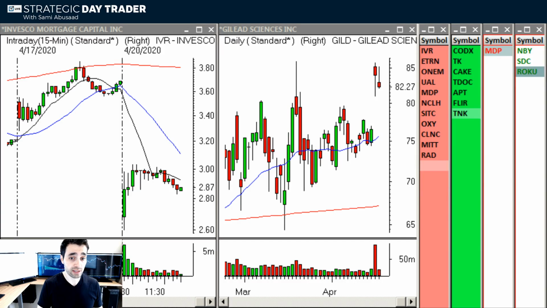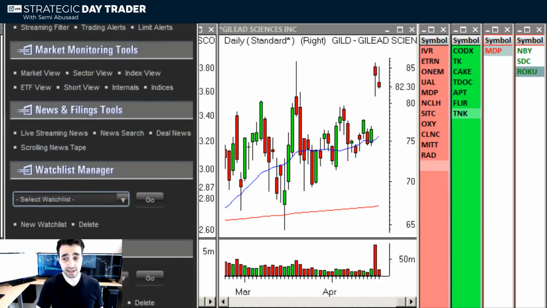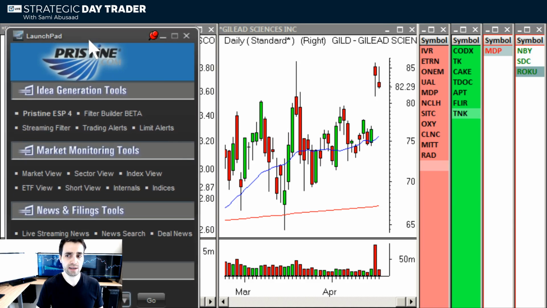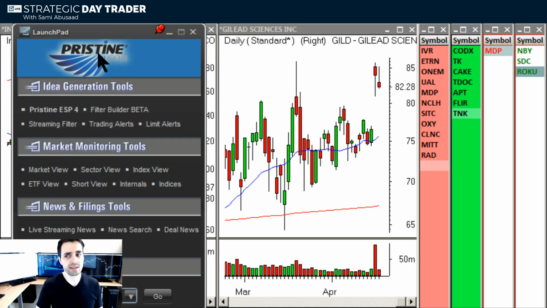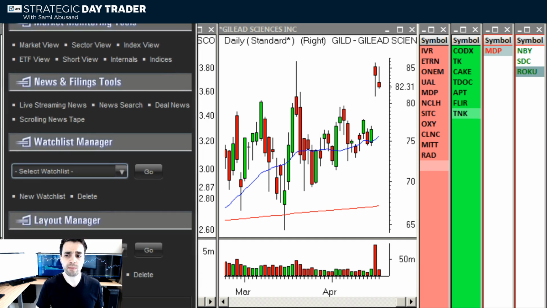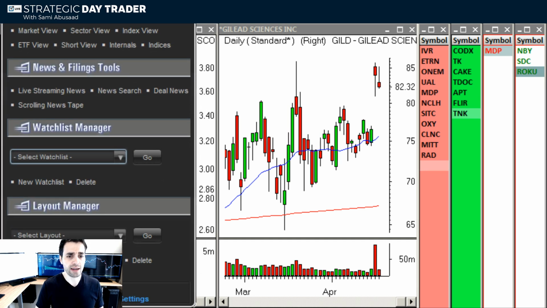What I use is a scanner like this. This is called the Pristine Scanner, ESP scanner, ESP4. It is not available anymore to the public, but I have it from my days at Pristine. And so in the morning, I look for gap trades.